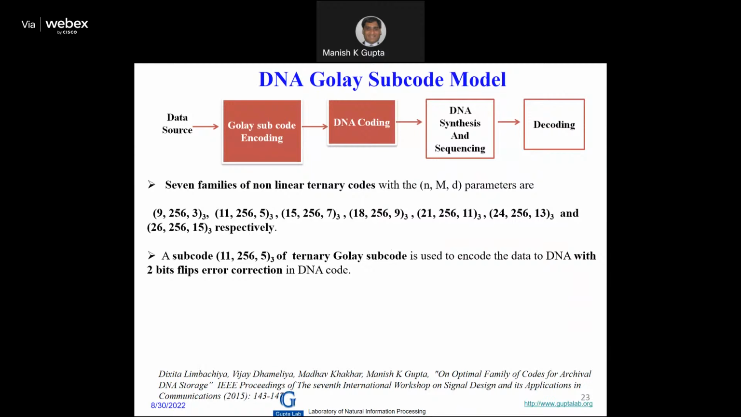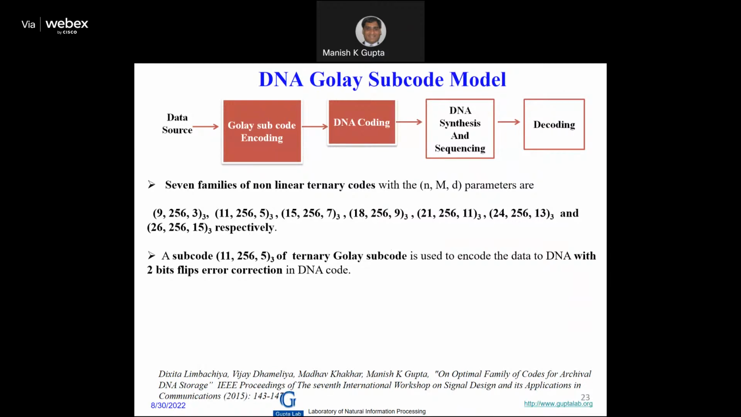So we used a subcode of this, 11.256.5, which is a ternary Golay code. So basically it's a subcode of the ternary Golay code. I'll show you what is ternary, what is Golay. Golay code is a beautiful code, a very beautiful code. I will show you the paper that he wrote; it is just a one-page paper. And it became a very famous paper. Mathematically, it is very beautiful. From an application point of view, it is very beautiful.